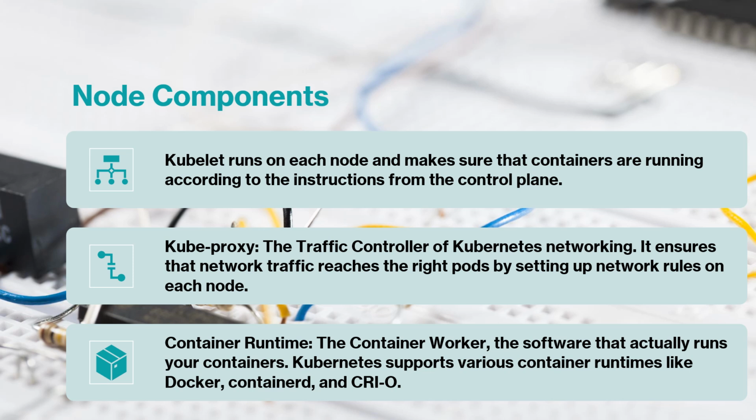Kube Proxy, the traffic controller. Next is Kube Proxy, which acts as the traffic controller of Kubernetes networking. It ensures that network traffic reaches the right pods by setting up network rules on each node.